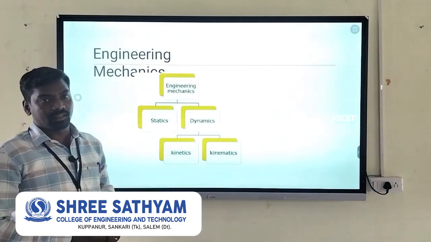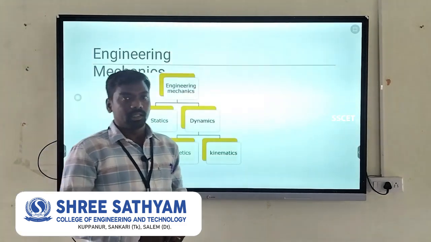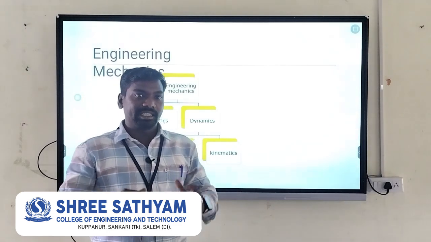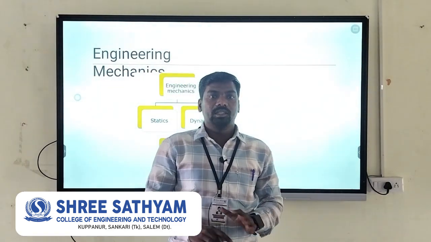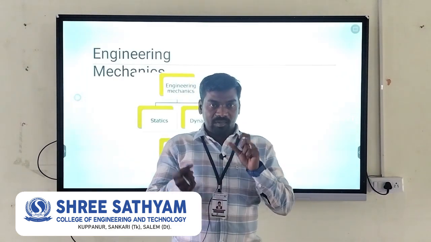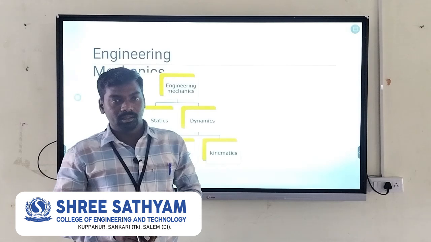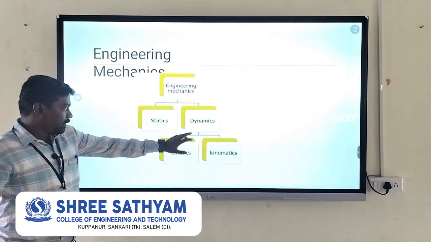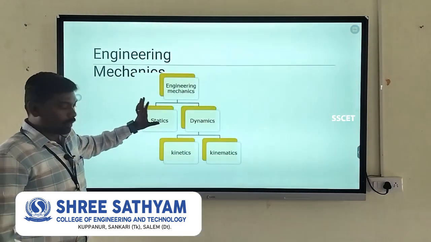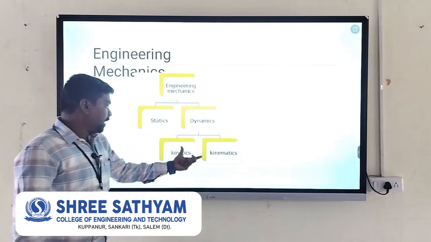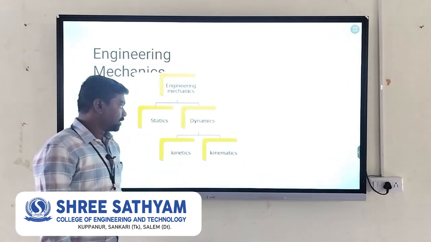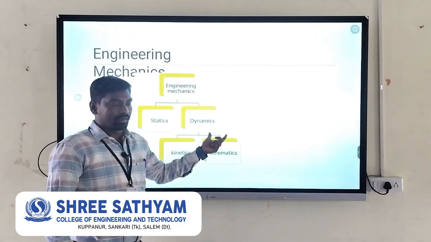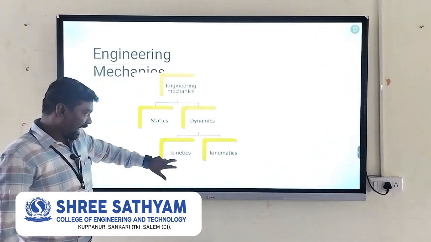What is the definition of statics? The definition of statics is: if we don't apply any external or internal force, the object does not move. If we apply the force, the object will be moving. That is the definition of statics in mechanics. Next, dynamics. What is dynamics? Dynamics is a moving object. Dynamics splits into kinetics and kinematics.